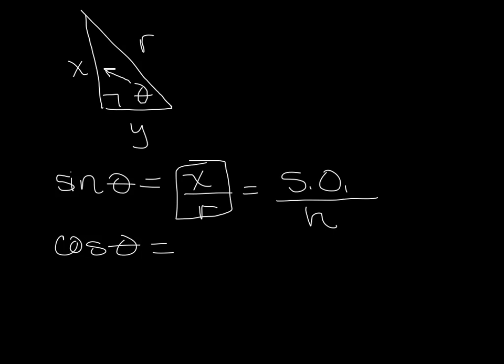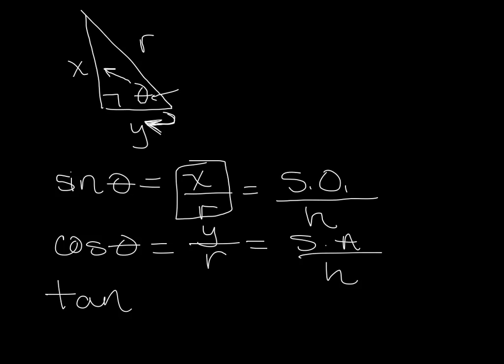Cosine theta's definition is the side adjacent, the side beside the angle. So here's your angle. This is the side beside it, not the one opposite, but the side beside it over the hypotenuse. So I'm going to call that side adjacent over hypotenuse. And then tangent is side opposite, so opposite over adjacent, which would be X over Y. So side opposite over side adjacent.